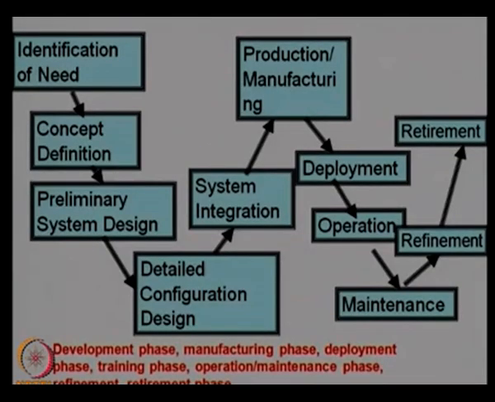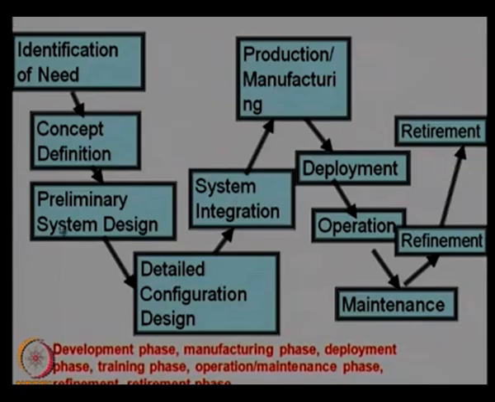This gives a little bit more explanation about the initial stages of development in the life cycle. We can divide this life cycle into the development phase, manufacturing phase, deployment phase, training phase, operation maintenance phase, refinement and retirement phase. These are the life cycle phases of a system. In the development phase, we identify the needs for the system, define a concept, do a preliminary system design and then a detailed configuration design, and once configuration design is done, we do the integration of the system design at the development stage and then go for production and manufacturing.